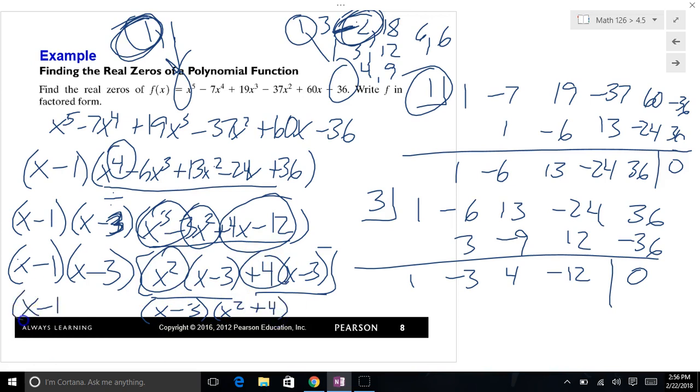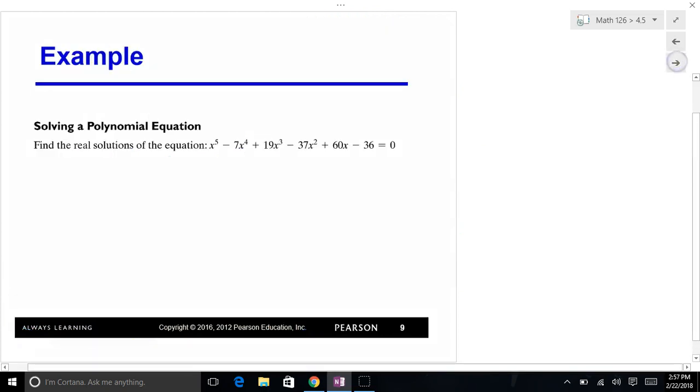You still got this x minus 1, you still got this x minus 3. And then you look at that x squared plus 4, which does not factor itself. So this thing right now is in completely factored form because the x squared plus 4 does not factor. Boom, right there. Completely factored form.